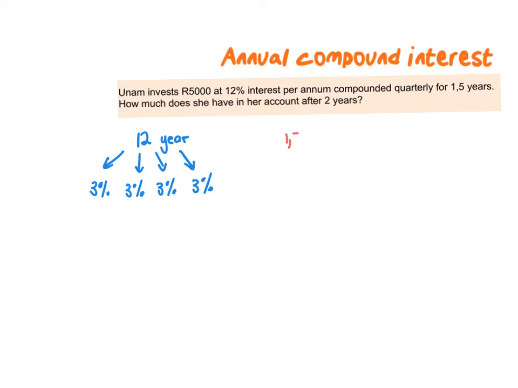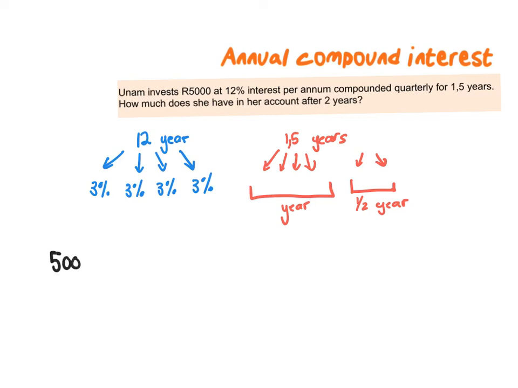In 1.5 years, how many quarters do I have? Well, 6 of them, because in the first year, you have 4, and in the half year, you have 2. So you will get 3% interest 6 times. And this is quite a lengthy process, but let's start. You invest 5,000 Rand, and now it's a 3% increase 6 times. So you're going to multiply by 103 over 100, 6 times.